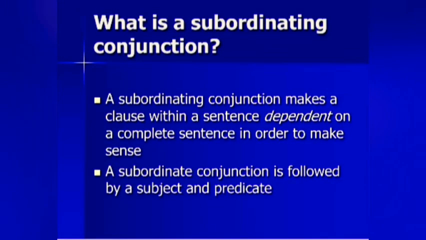Here you go. So, the first thing that we have to know is, what is a subordinating conjunction? A subordinating conjunction makes a clause within a sentence dependent on a complete sentence in order to make sense. A subordinating conjunction is followed by a subject and predicate. This is a definition.